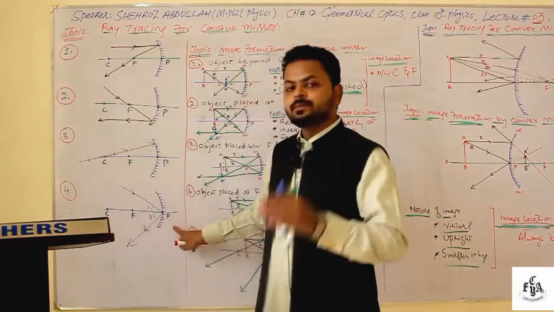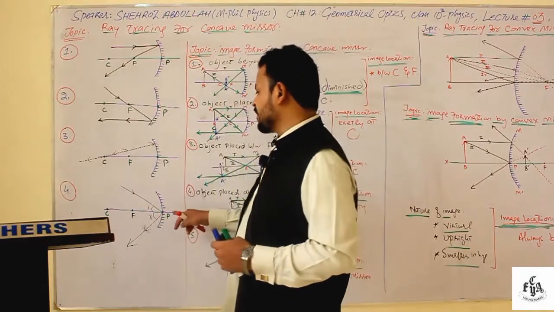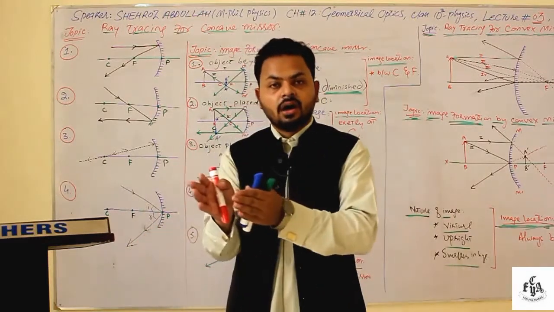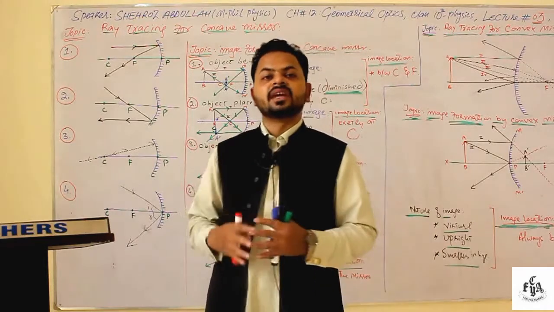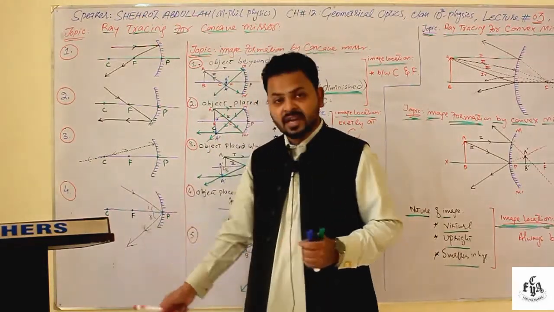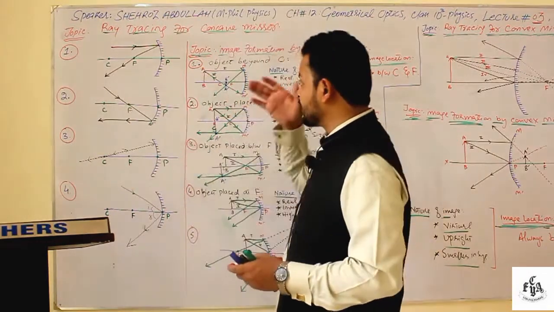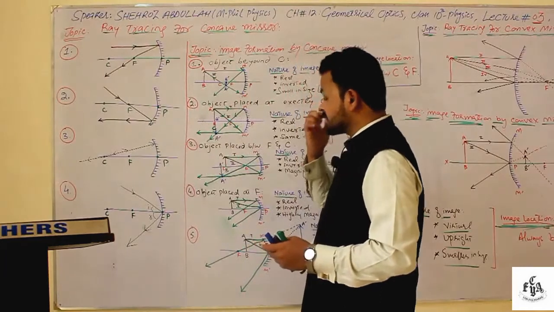The fourth thing: if a ray comes and strikes the pole, then after reflection it will make I equal to R, meaning the incident angle will be equal to the reflected angle. If a ray strikes the pole, it will be reflected making I equal to R. So this was all about ray tracing of concave mirrors.